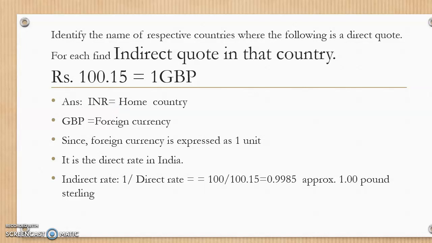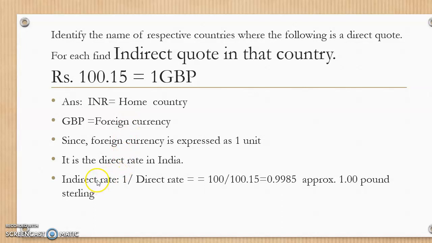One more question I've taken is to identify the name of the country where the following is a direct quote. For each of these, find the indirect quote in that country as well. The question is, rupees 100.15 is equal to 1 Great Britain pound. Now what is the home currency in this case? Since you have 1 unit of foreign currency expressed in terms of the home currency, the home country currency is INR, while the foreign currency is GBP, the Great Britain pound, also called the pound sterling. This is because the foreign currency is expressed as 1 unit. So it is a direct rate in India.